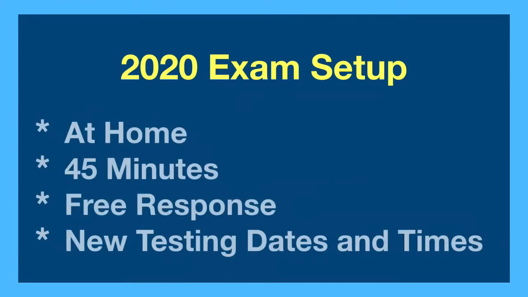The exam is going to be about 45 minutes long, and the exam is going to be a free response question or questions. So for AP Lang and AP Lit, you're doing question 2 for your respective test. And also there are new testing dates and times, so just be mindful of that. The College Board has released a schedule and it's dependent on your time zone.